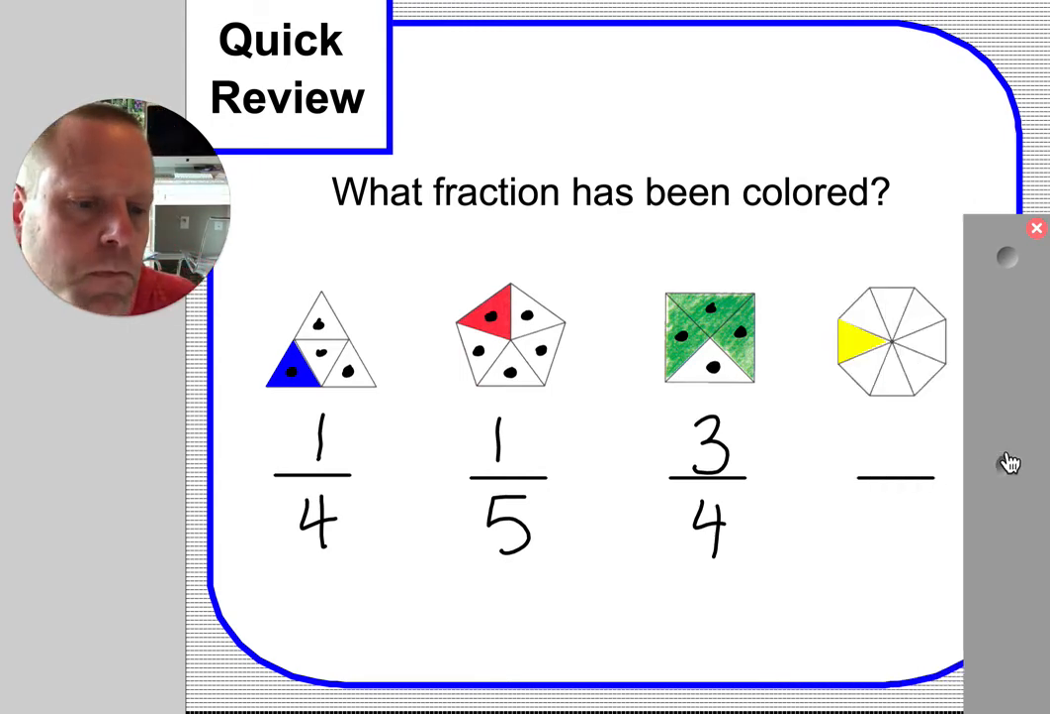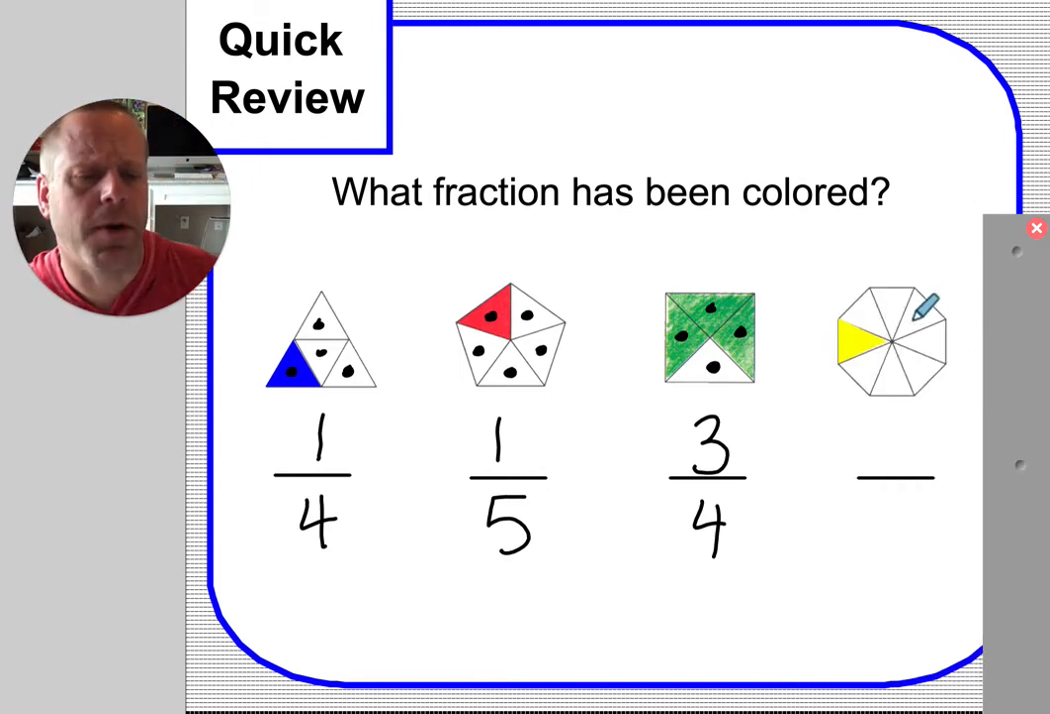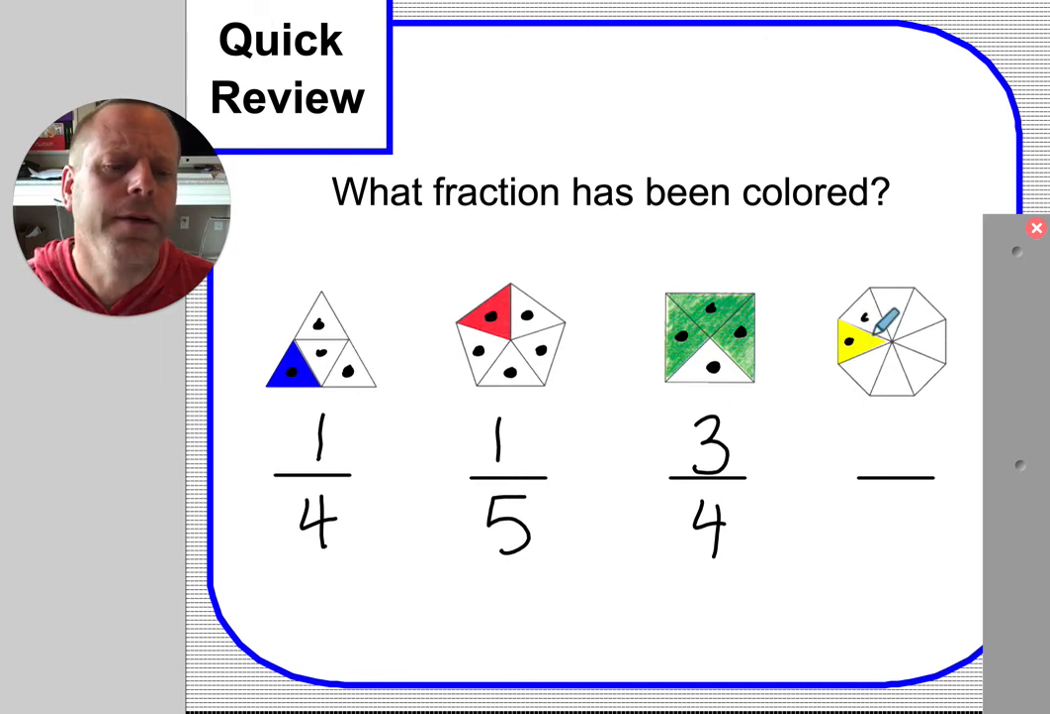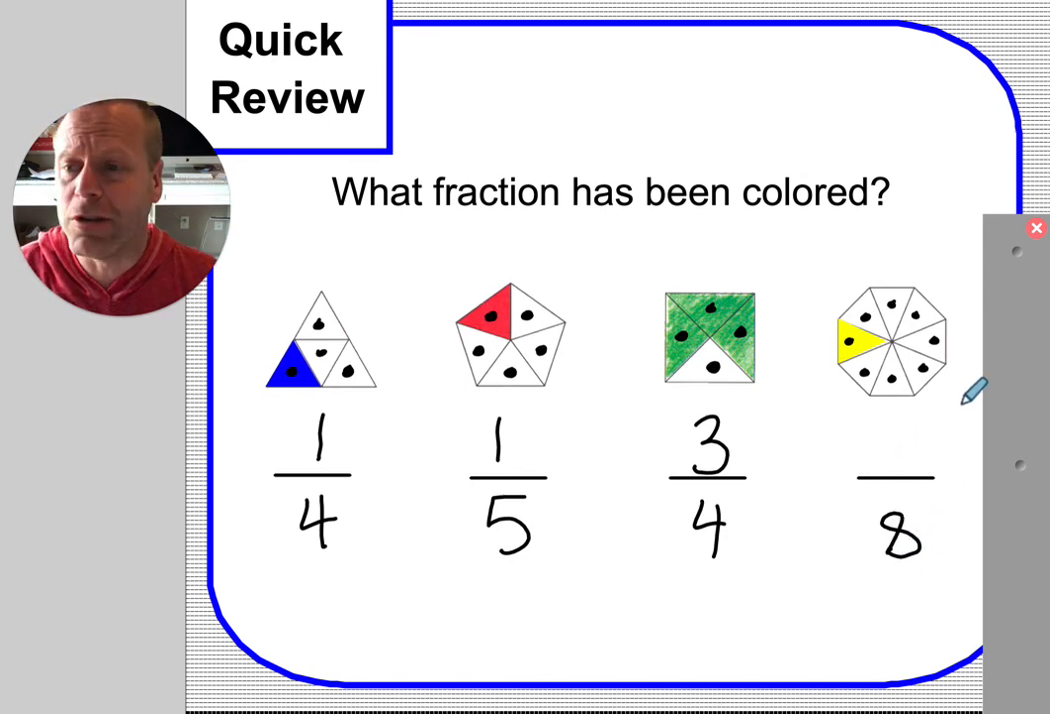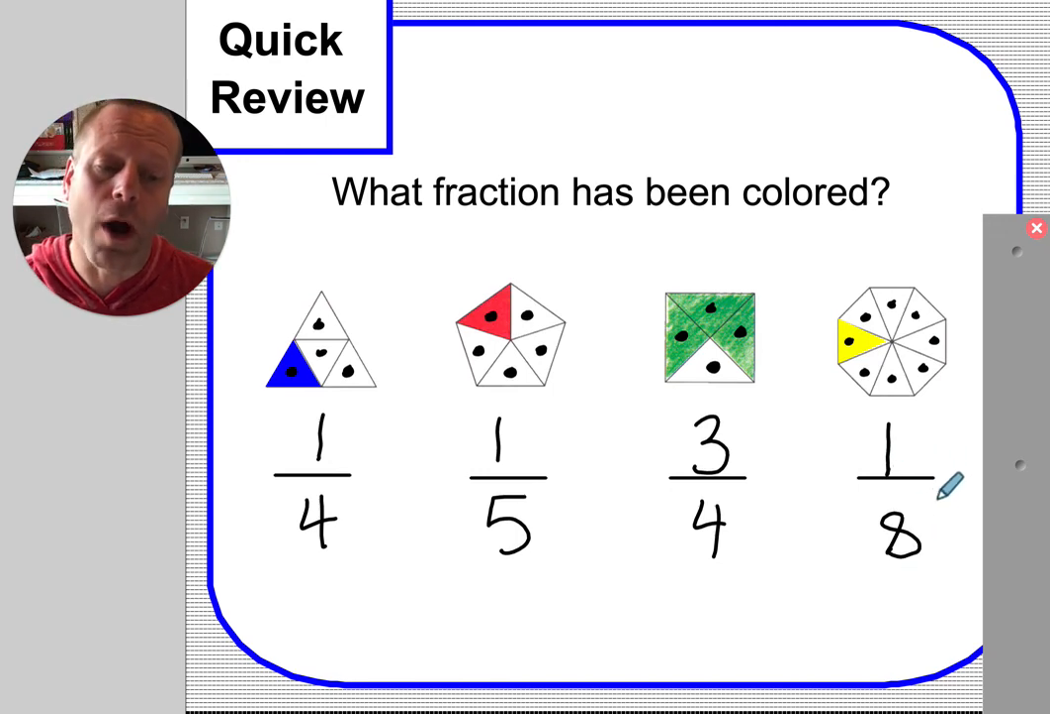Last one. Oh, and there's a lot of these parts, aren't there? 1, 2, 3, 4, 5, 6, 7, 8. Especially on these that have lots of parts, I like to actually make a dot or a mark in each part. Otherwise, you forget sometimes where you start and you'll lose count. Anyway, there are 8 total and only one of them shaded or colored in yellow. So you would call this 1 out of 8 or 1/8.